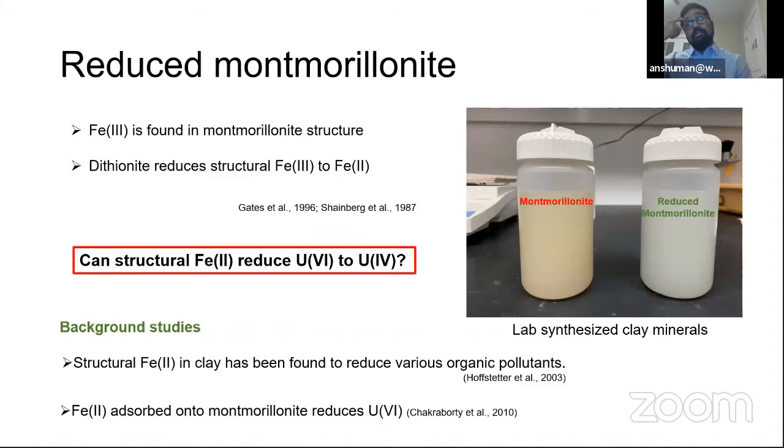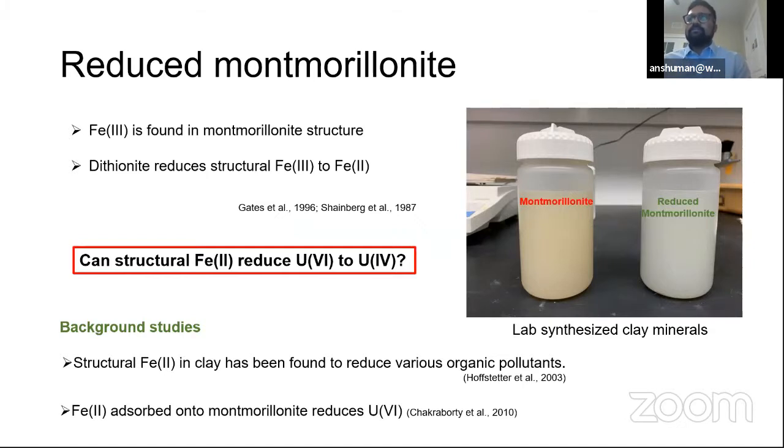You can see the change in color in the graphic on the right side of the screen. Montmorillonite is almost muddy looking, like normal clay color, and reduced Montmorillonite is almost milky. That's because ferric iron, iron-3, found in the Montmorillonite structure, is reduced to iron-2. So now the question is: can this structural iron-2, which is formed in the reduced Montmorillonite, reduce U6 to U4? If it can, our purpose is solved.